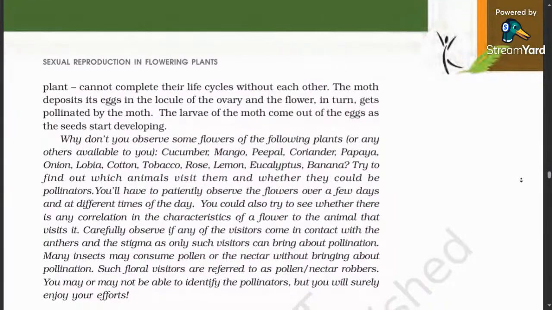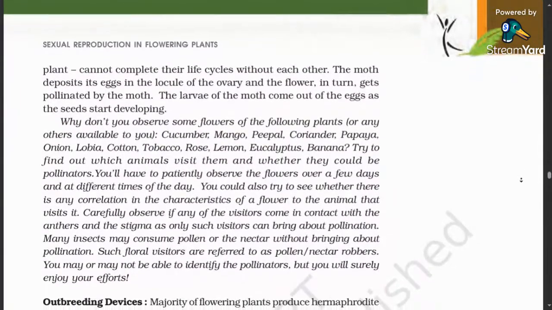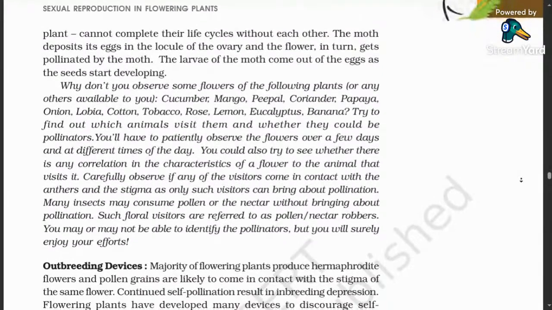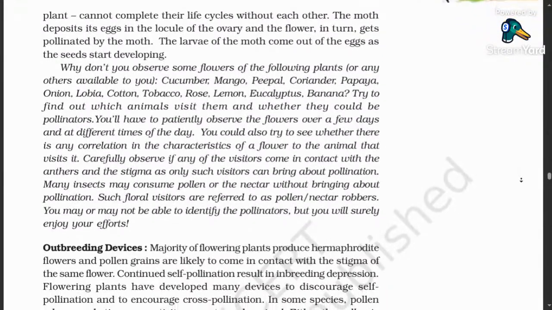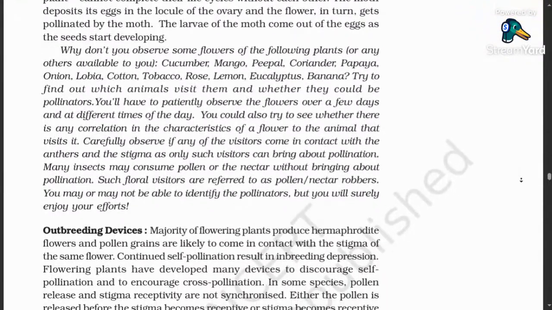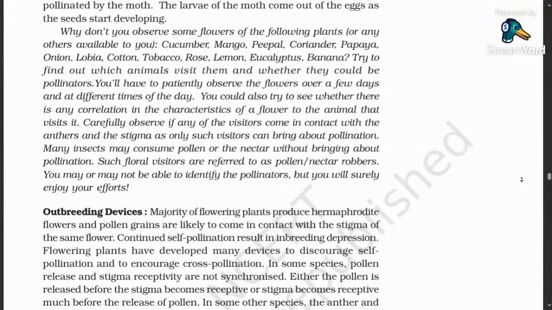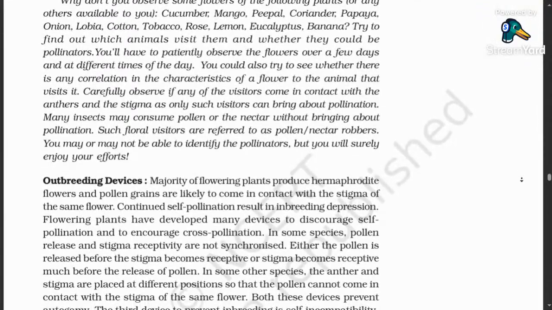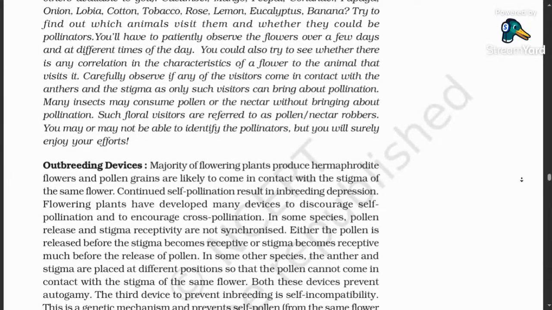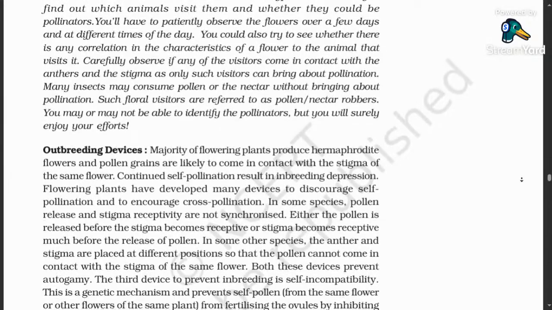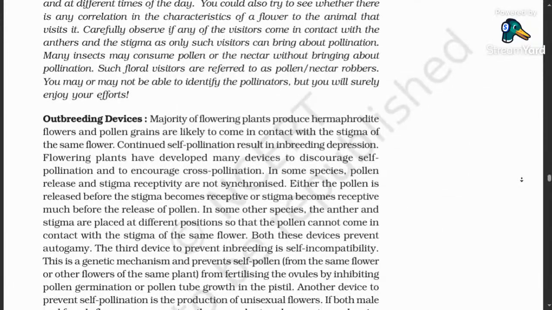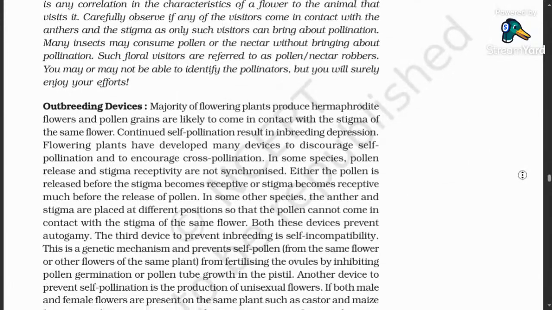Why don't you observe some flowers of the flowering plants or any other available to you? Cucumber, mango, peepal, coriander, papaya, onion, lobia, cotton, tobacco, rose, lemon, eucalyptus, and banana. Try to find out which animals visit them and whether they could be pollinators. You'll have to patiently observe the flowers over a few days and at different times of the day. You could also try to see whether there is any correlation between the characteristics of a flower and the animal that visits it. Carefully observe if any of the visitors come in contact with the anthers and the stigma, as only such visitors can bring about pollination.